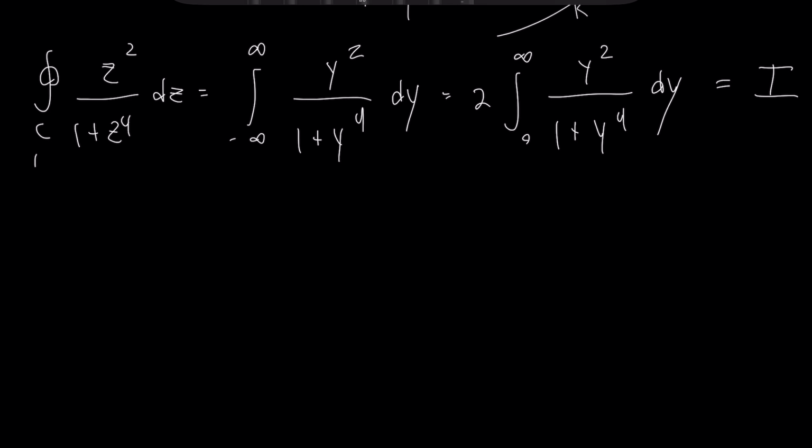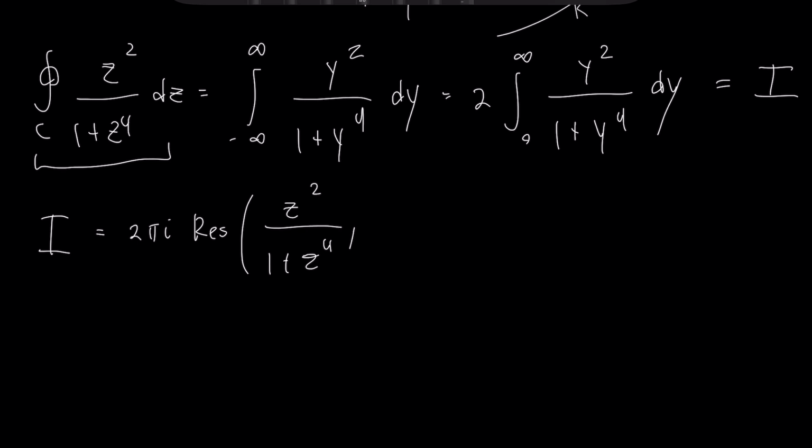Now all that's left is to solve this contour integral. So using the residue theorem, we have this is equal to 2 pi i, the residue of z squared over 1 plus z to the fourth at the poles, which I mentioned was z1 is e to the i pi over 4 and z2 is e to the i 3 pi over 4.